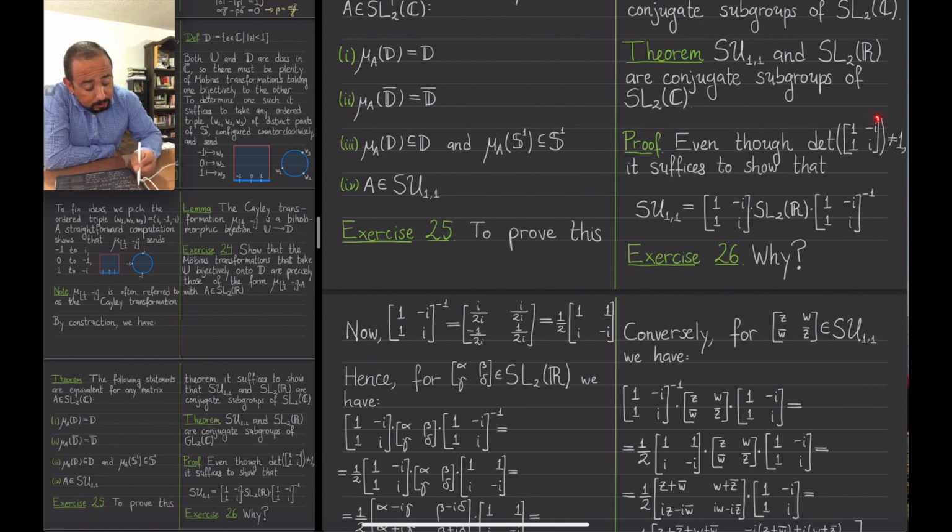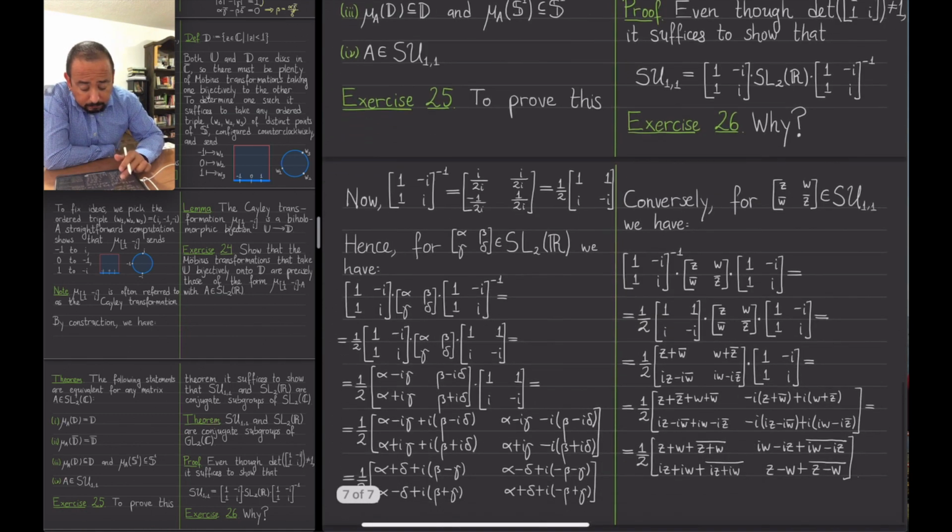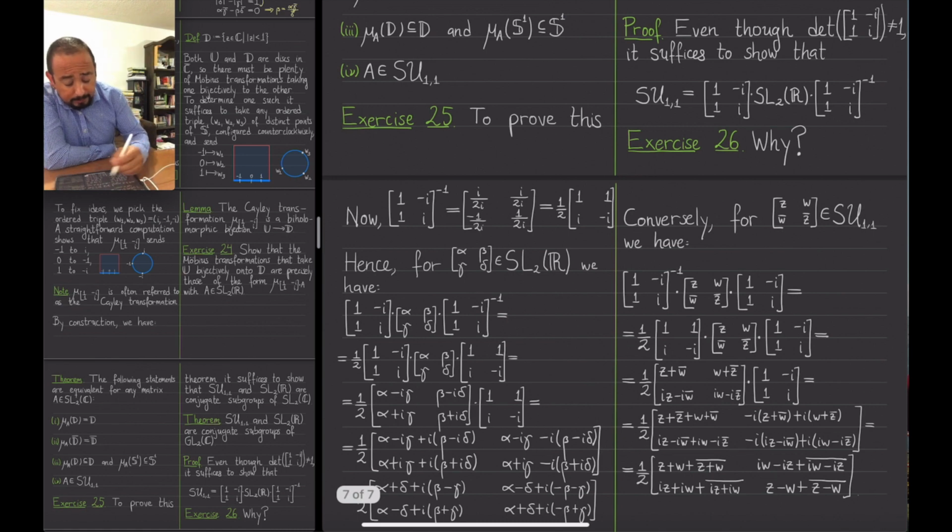Even though it doesn't have determinant 1, but I already told you why it doesn't matter. Now we compute the inverse of the Cayley matrix. That's very easy to compute. You take the transpose of cofactors and divide by the determinant.